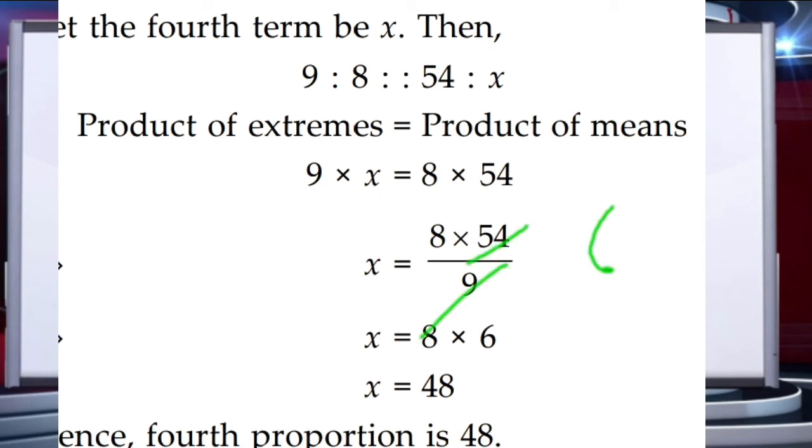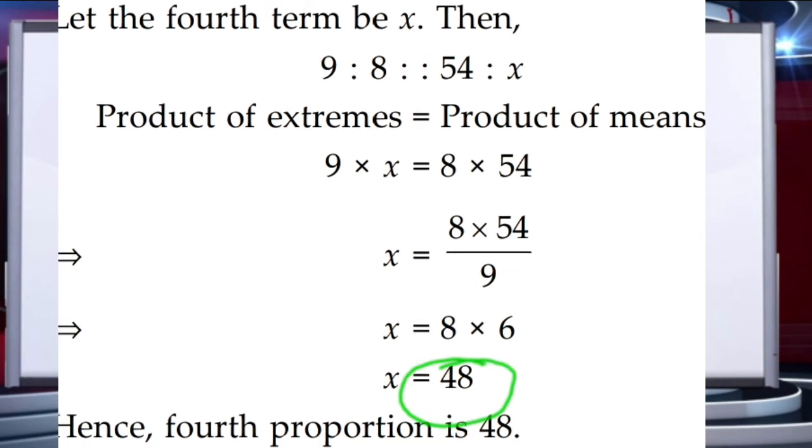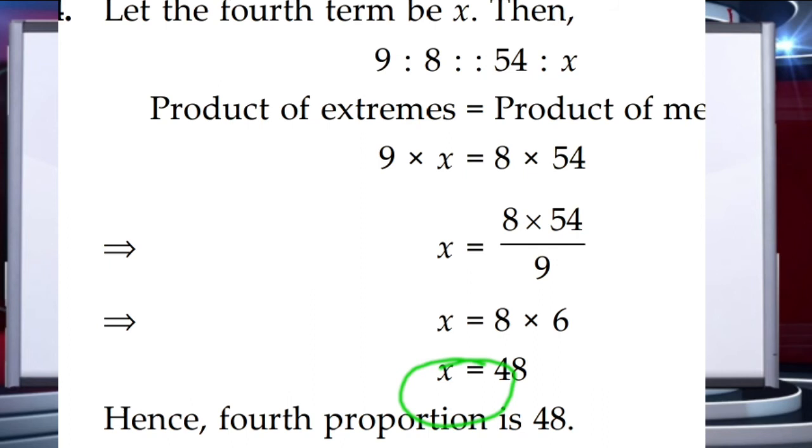Now I will cancel this 9 and 54. 9 6s are 54, 8 6s are 48. Now my fourth term is 48. x is equal to 48. Hence the fourth term is 48.